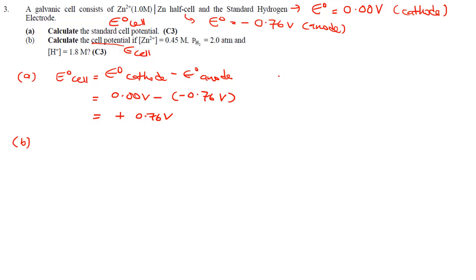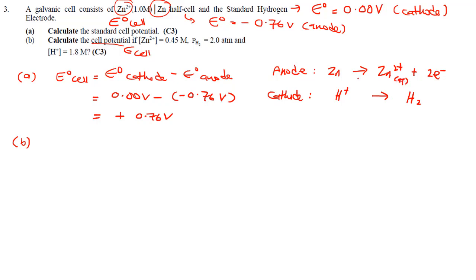Okay, so kita tahu anode kita adalah zinc. Okay, so what happens? Zinc will be oxidized to give us zinc ion. Okay, ni zinc oxidized to give us zinc ion. Okay, so dia akan release 2 elektron. And at cathode, untuk SHE hydrogen, apa yang berlaku? Hydrogen ion tu akan reduce to become hydrogen gas. Okay, hydrogen ion will be reduced to become hydrogen gas.